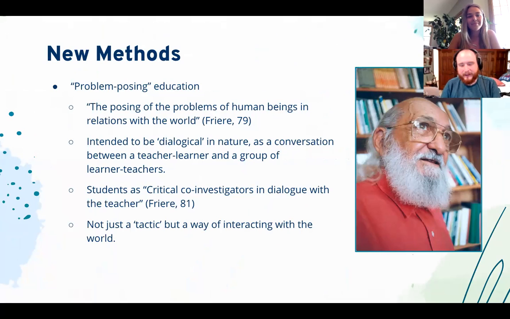The method that Freire proposes is called the problem posing method of education, which is the posing of the problems of human beings in relation with the world. It's intended to be dialogical in nature as a conversation between a teacher learner and a group of learner teachers. And it's supposed to position students as critical co-investigators in dialogue with their teacher. And it's important to note that Freire doesn't just see this as a tactic or a way of increasing test scores, but as a way of interacting with the world and of seeing the world.